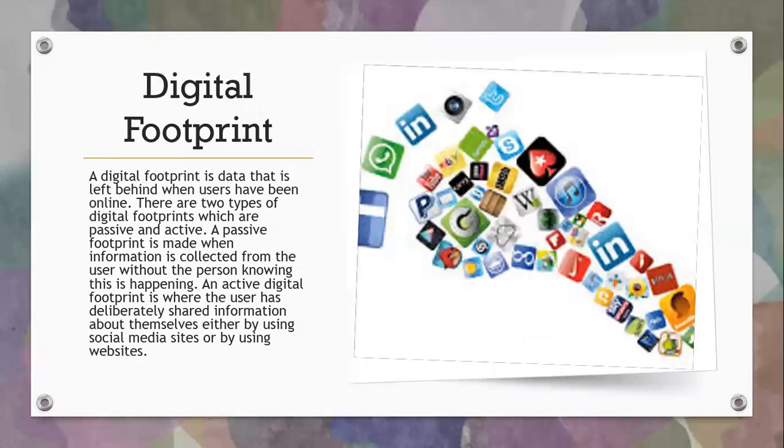Digital footprint is the data that is left behind when users have been online. There are two types of digital footprints, which are passive and active. A passive footprint is made when information is collected from the user without the person knowing this is happening. An active digital footprint is where the user has deliberately shared information about themselves, either by using social media sites or by using different sites.